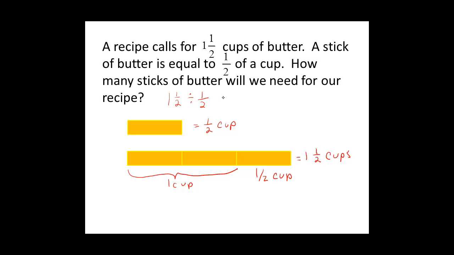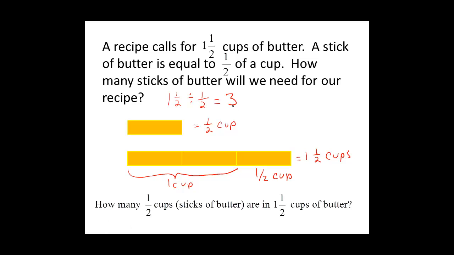So our answer to the question, how many 1/2 cups, how many sticks of butter are in 1½ cups of butter? The answer is 3. There are 3 sticks of butter that we will need for this recipe. So 1½ divided by 1/2 is equal to 3. We will learn some methods for dividing fractions in the problems to come.